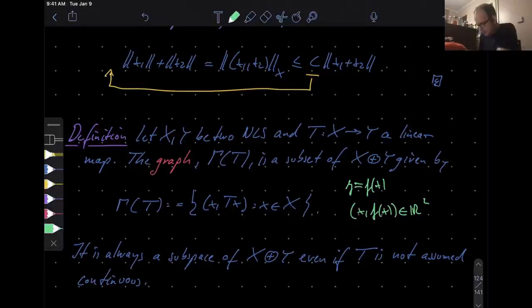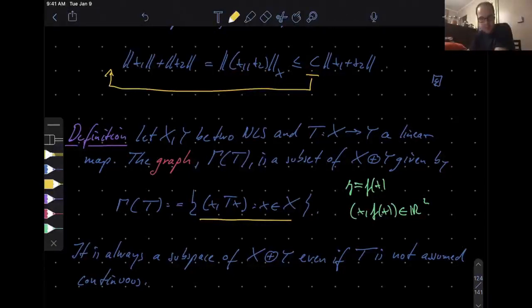So if you have a linear map T, just linear, not necessarily bounded, equivalently not necessarily continuous, you define the graph as just a subset of the direct sum X plus Y. That's why we had to discuss it up front as well: all pairs (x, T(x)), where x is in the domain of the linear map.